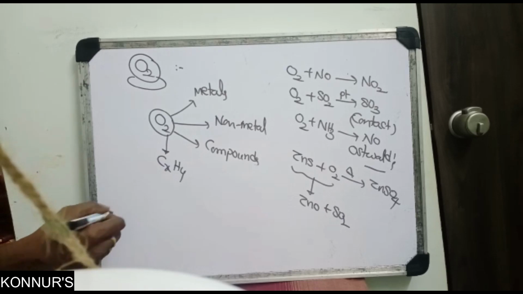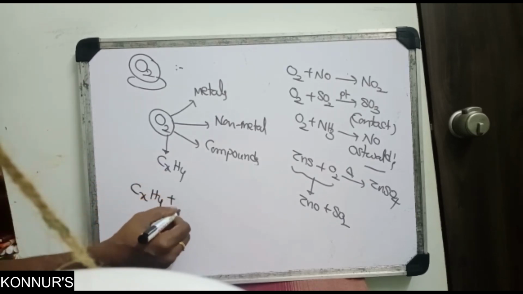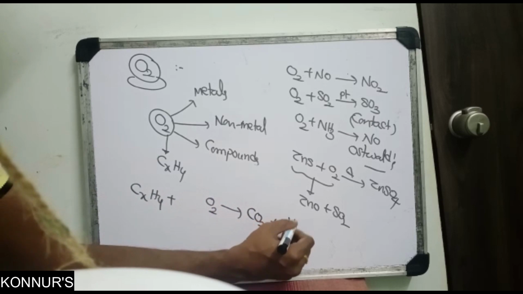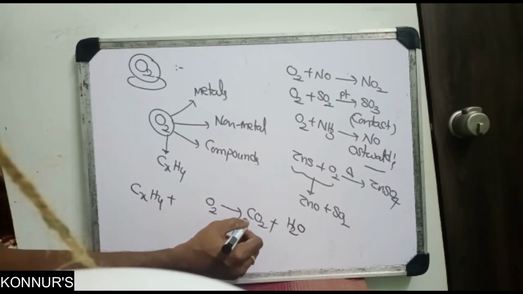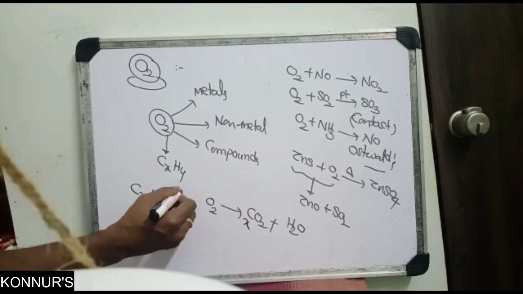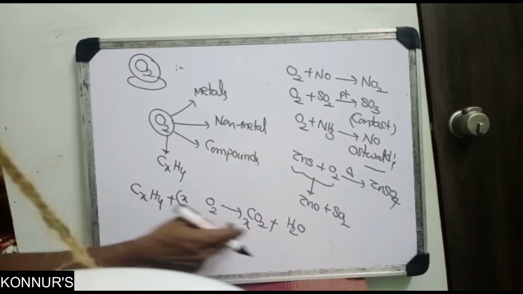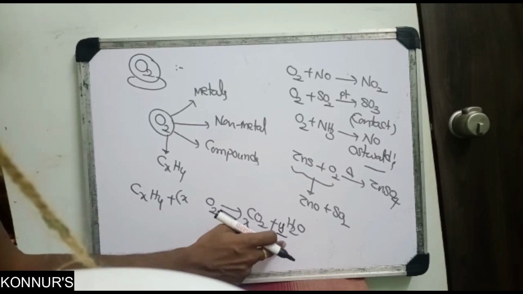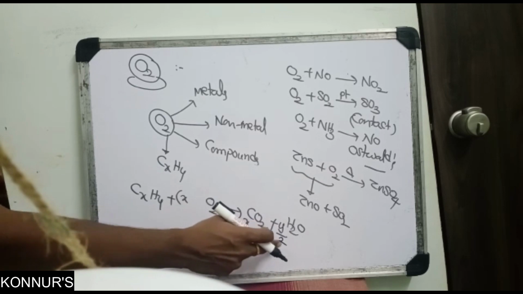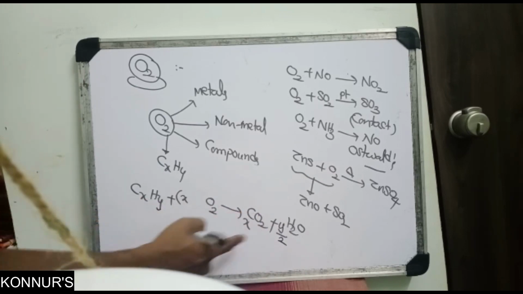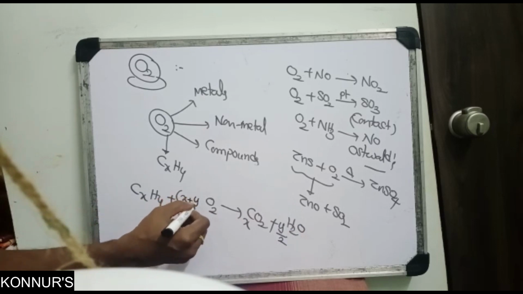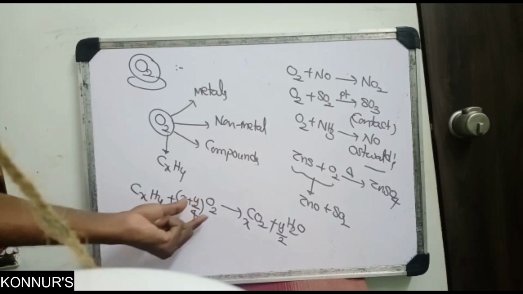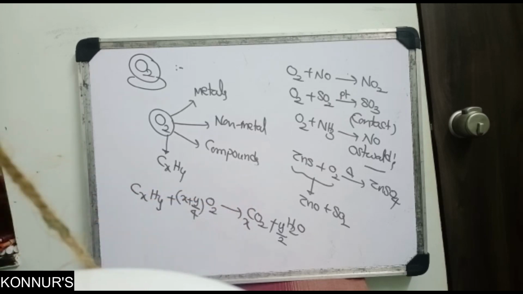Next, CxHy is reactive with oxygen. It becomes carbon dioxide, and hydrogen becomes H2O. How much carbon dioxide? x moles. So how much oxygen? x moles required. Next, H2O: you are getting y by 2 H2O. So here one oxygen, here two oxygen, so you can take y by 4. So the hydrocarbon reacts with x plus y by 4 of oxygen. So that is a combustion reaction.